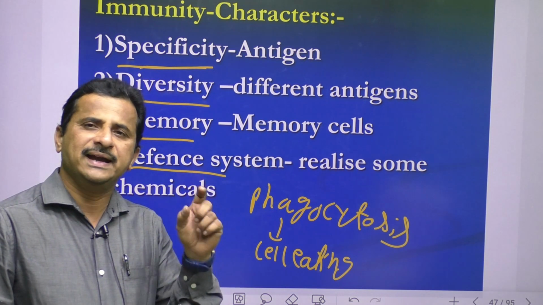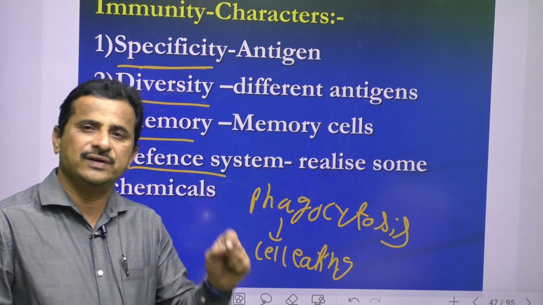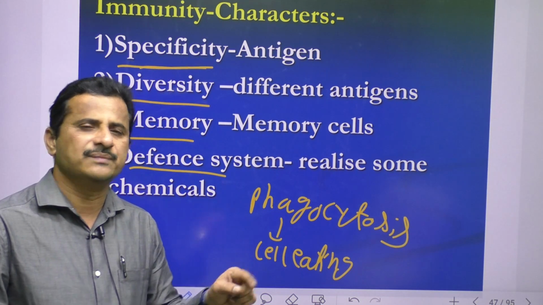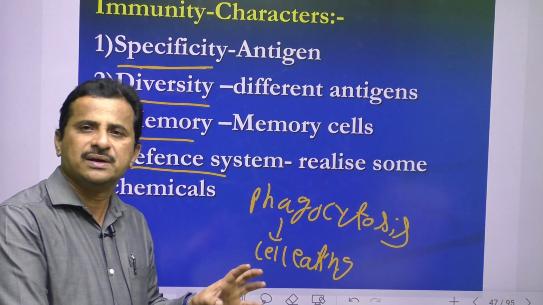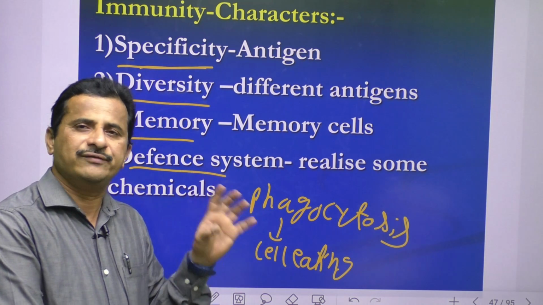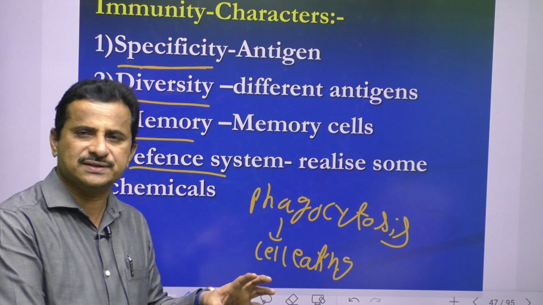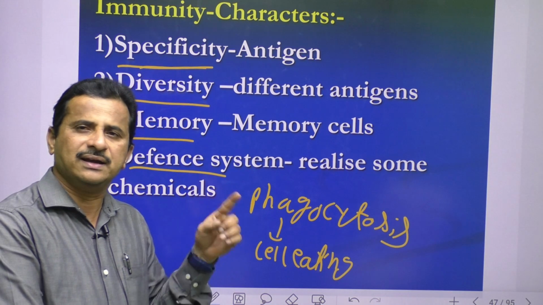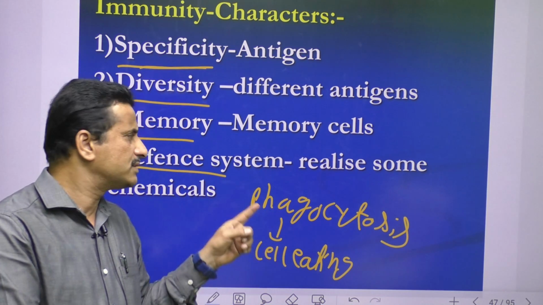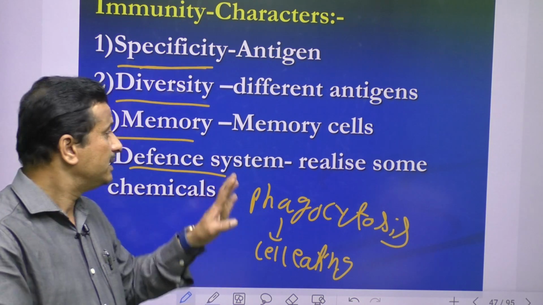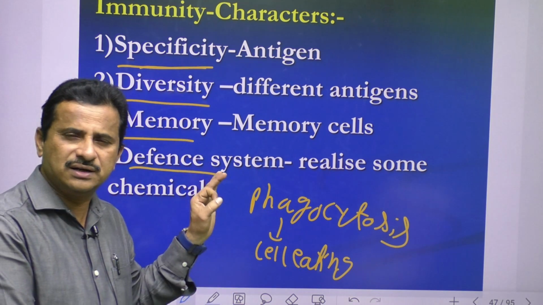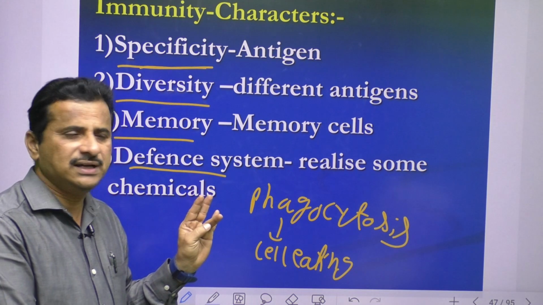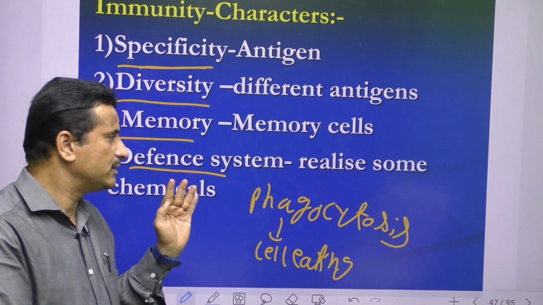So this way, by eating or inactivating microorganisms, or by releasing some chemicals, they inactivate the microorganism. So this is nothing but a defensive mechanism. They eliminate, they reduce the effect of microorganisms, toxins, chemicals. So by releasing some chemicals, or by eating and killing certain microorganisms, our body shows a defense mechanism. So these all are the characters or specialties of the immune system. So what are they? Specificity, diversity, memory, and defensive system.